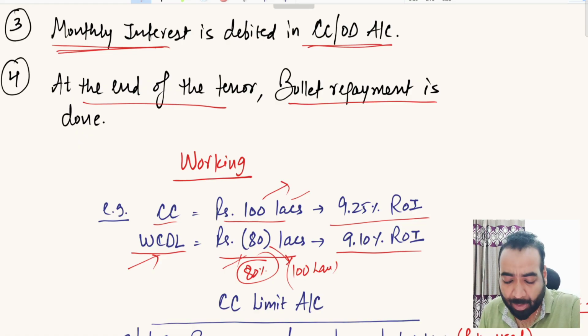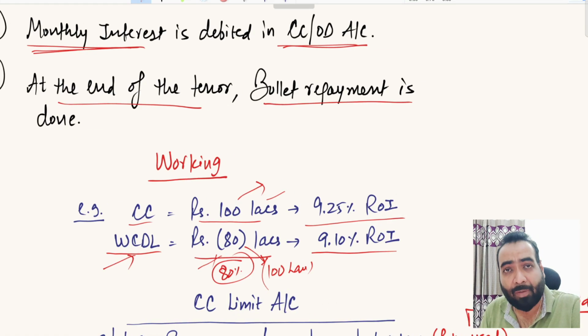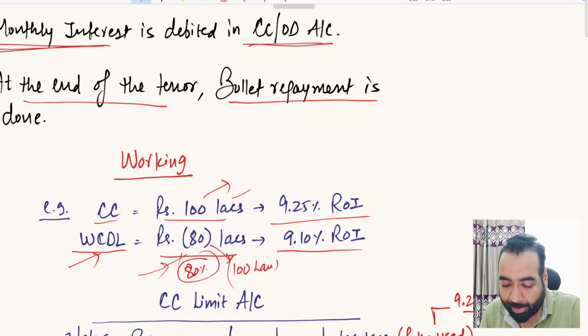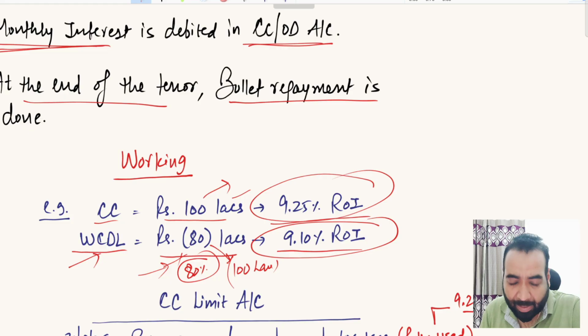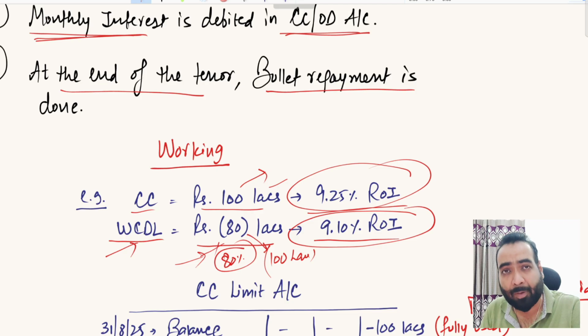And why is it done? Because if you choose to avail WCDL 100%, then you will technically enjoy only the 9.1% ROI, so the 9.25% ROI will not have any meaning for the banker. That is why, in order to keep some parity between these rates of interest, some bankers don't give 100% interchangeability between cash credit and WCDL.